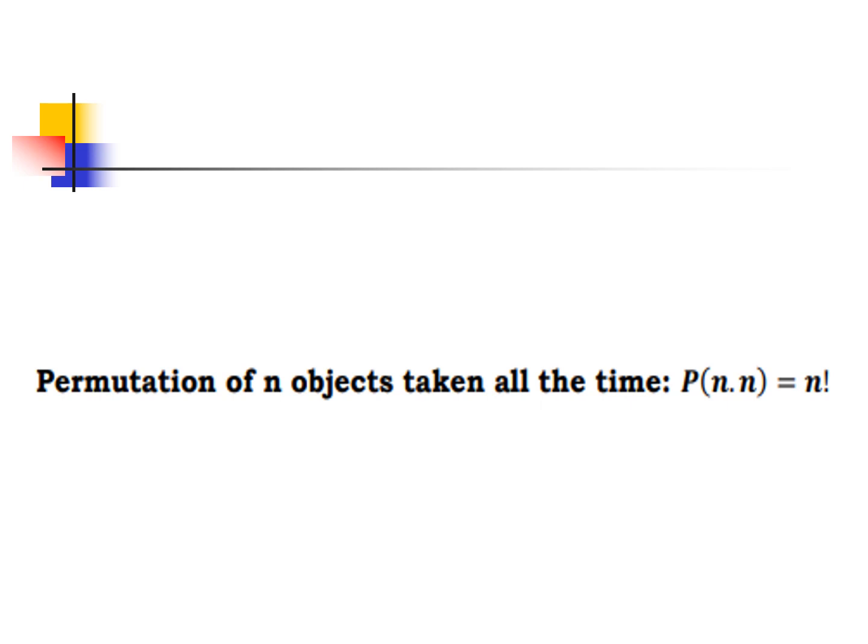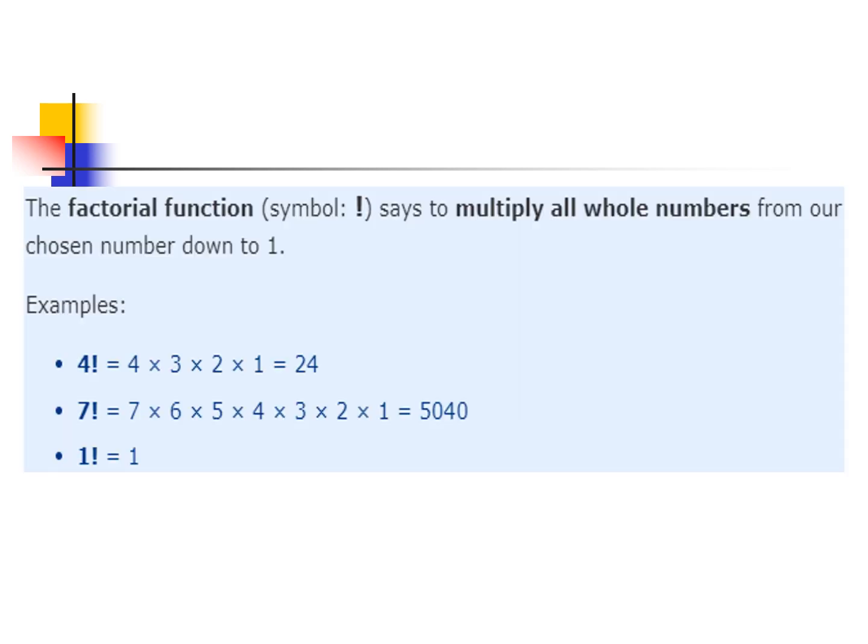to n factorial. So students, I know that you are confused of the factorial symbol. Ano ba yung factorial symbol? Yan yung symbol na parang exclamation point. Okay, that is the factorial symbol. So ano ba yung essence niya? First, we have to know that the factorial function with this symbol says that you have to multiply all whole numbers from our chosen number down to 1.